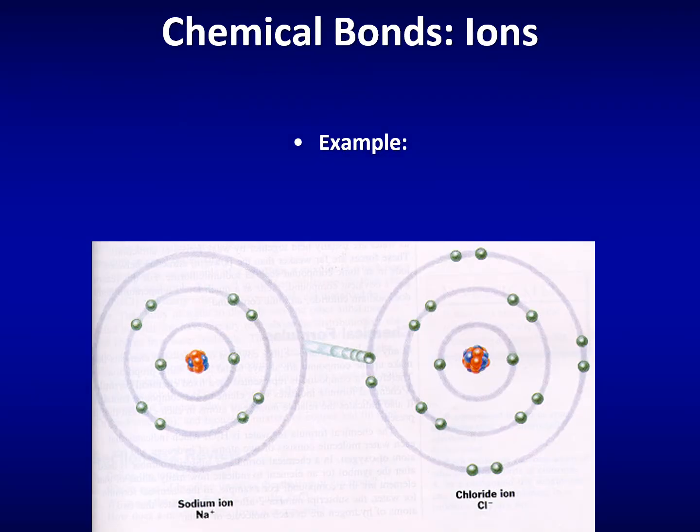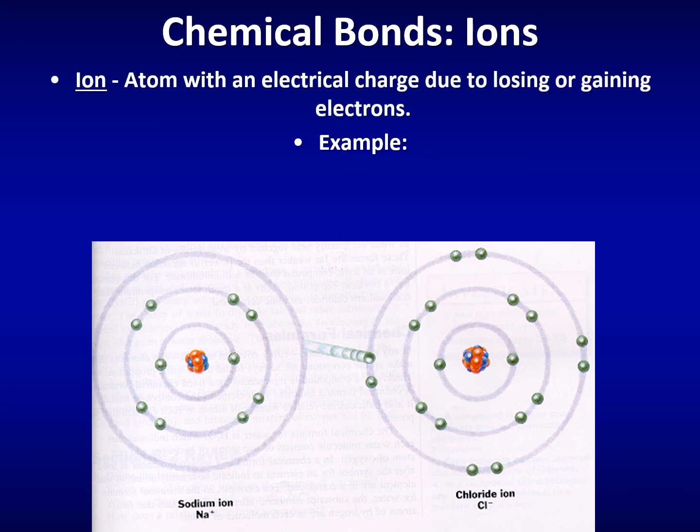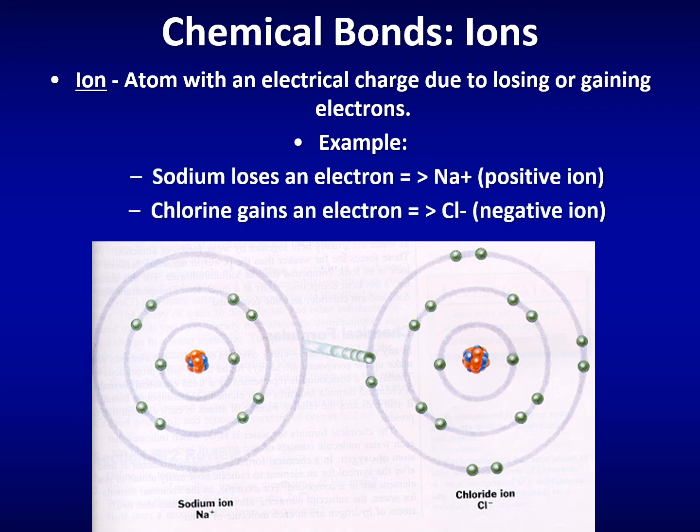Here's a different example. We have sodium and chlorine. When sodium loses its outer electron, it becomes a +1 charge, and when chlorine gains that electron, it becomes a -1 charge. When an atom carries an electrical charge, it's called an ion. Sodium then would be a positive ion, and chlorine would be a negative ion when they gain or lose their electrons.